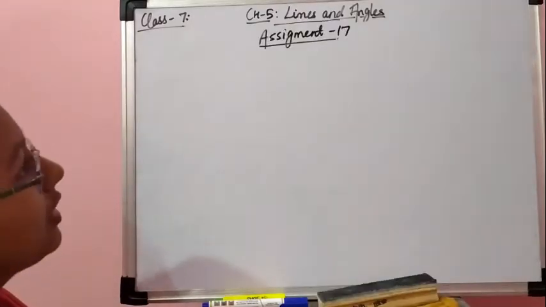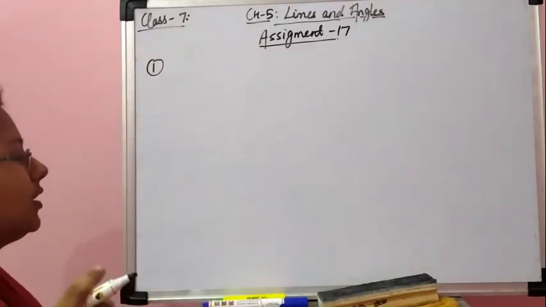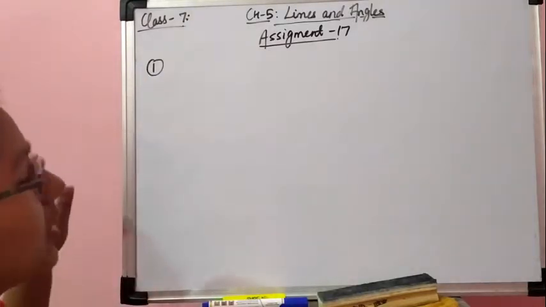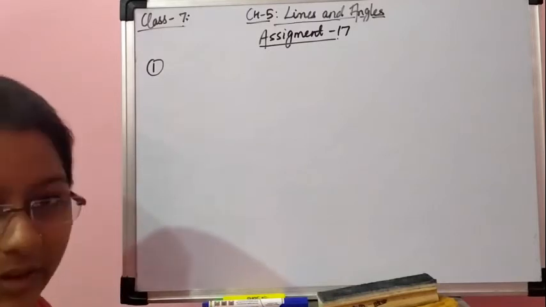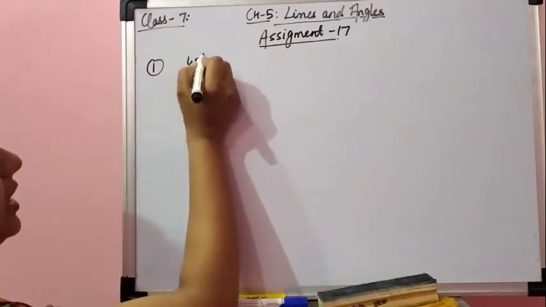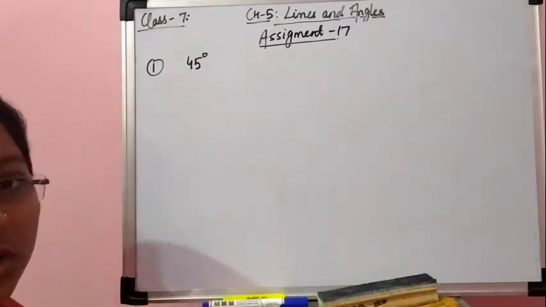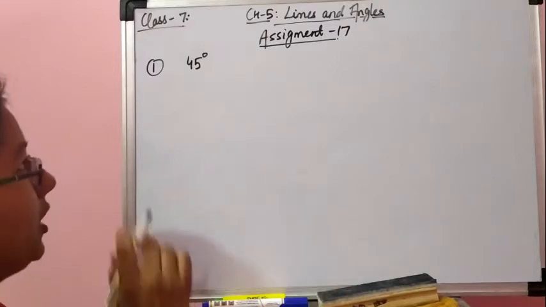Now coming to our assignment 17, question number 1 is: find the angle which is the complement of itself. This question is exactly the same as given in your exercise 5.1. So 45 degrees is the angle which is equal to its complement. Complete solution you can again refer to exercise 5.1.